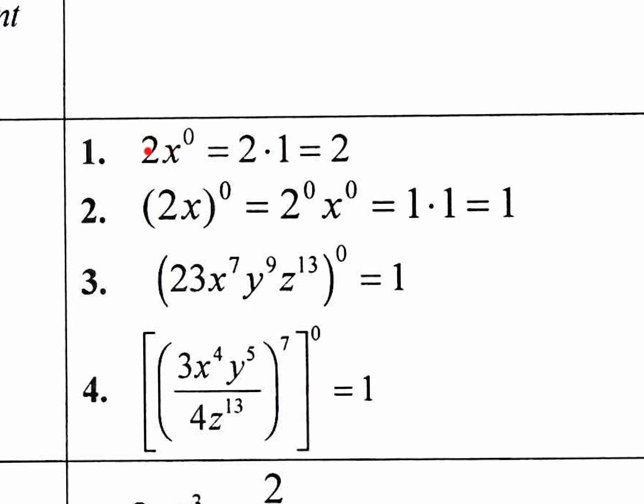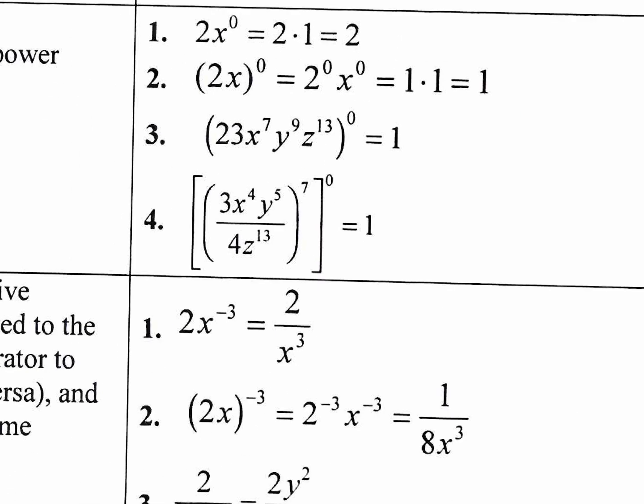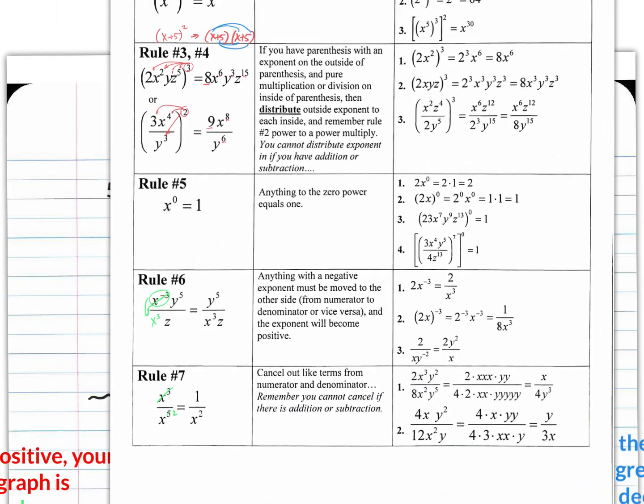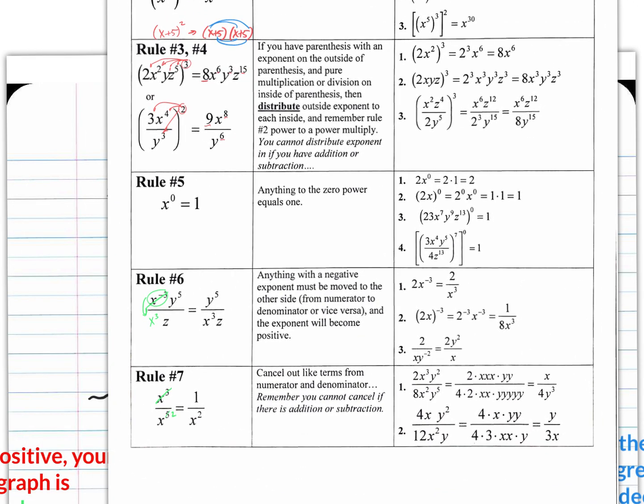More examples of the rule where you have the power of 0 becoming 1. So that cancels out. The answer is 2. Power of 0, the whole thing becomes 1. Power of 0, the whole thing becomes 1. And we have more examples. So this worksheet is awesome to go back and review because it gives you tons of examples of each rule.